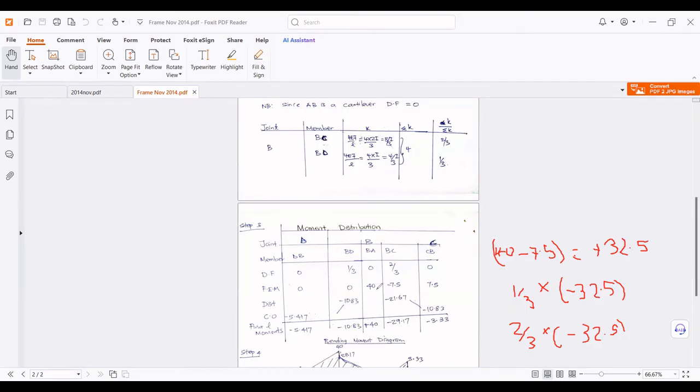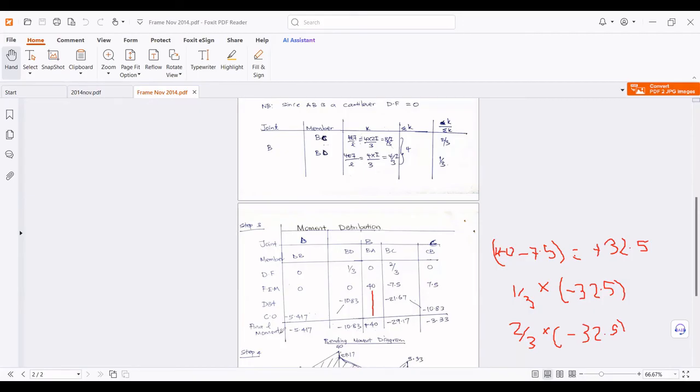All right. So we are not going to do any distribution here. So this is a cantilever. So this will get the hogging moment directly, which is 40. So if you do half of that, it's minus 5.417. And half of this is minus 10.83. So since there is no other out of balance moment, our distribution ends there.